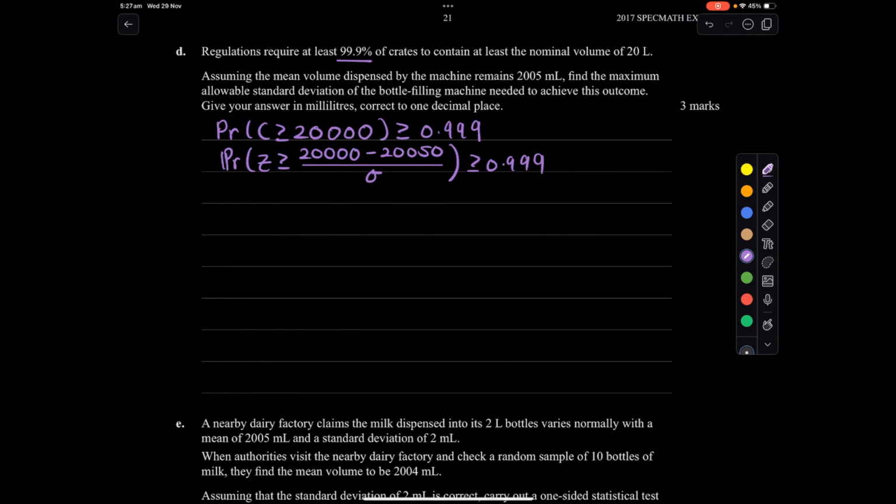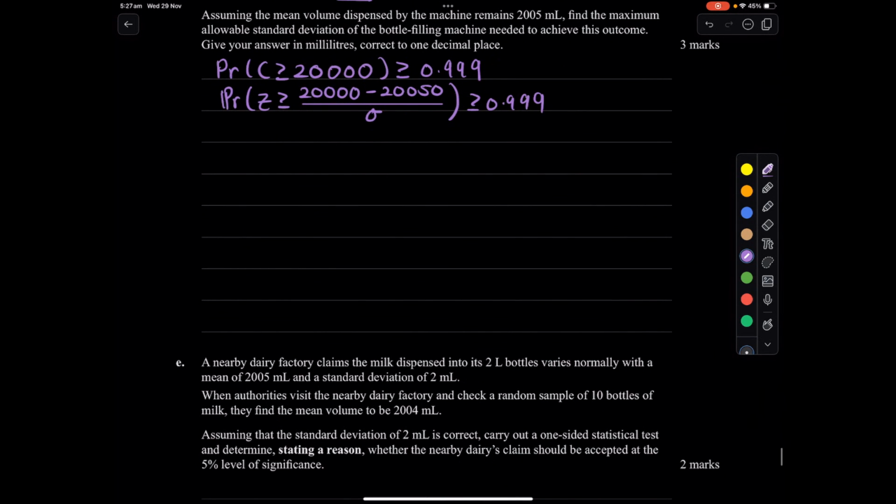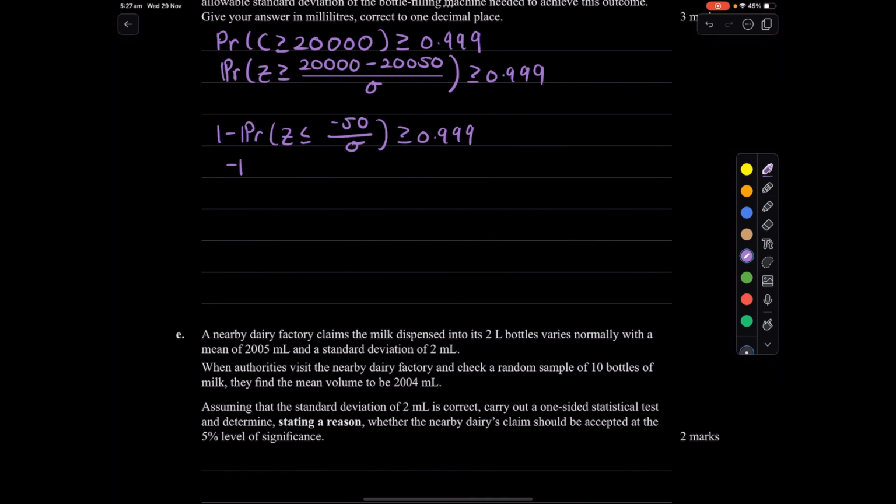Now, if I was drawing a nice curve here, we can write this as 1 minus the probability of Z less or equal to, well, in this case, negative 50 over this, is greater or equal to 0.999. And if I minus 1, it'll be negative probability of Z less or equal to negative 50 over this, is greater or equal to negative 0.001.